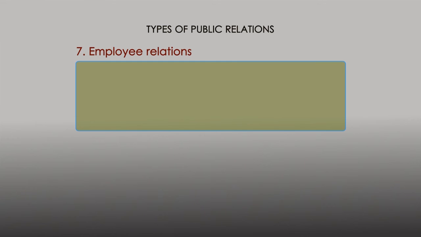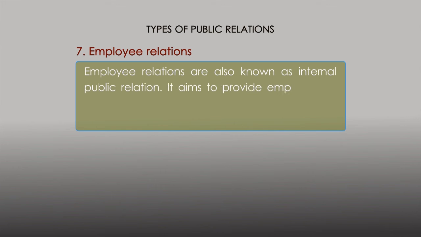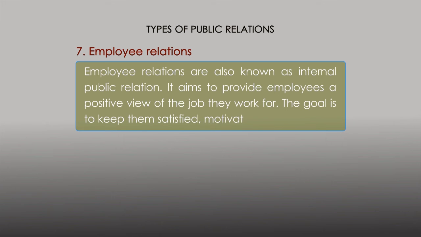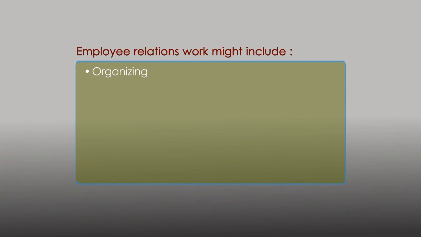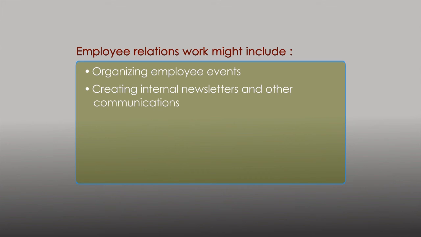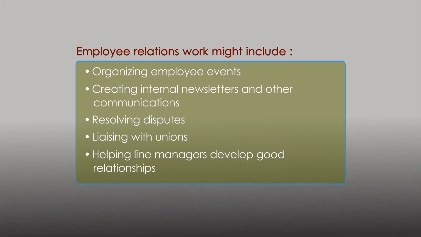Now we have number 7, employee relations. Employee relations is known as internal public relations. It aims to provide employees a positive view of the job they work for. The goal is to keep them satisfied, motivated, and loyal. Employee relations work might include organizing employee events, creating internal newsletters and other communications, resolving disputes, liaising with unions, helping line managers develop good relationships with their team.